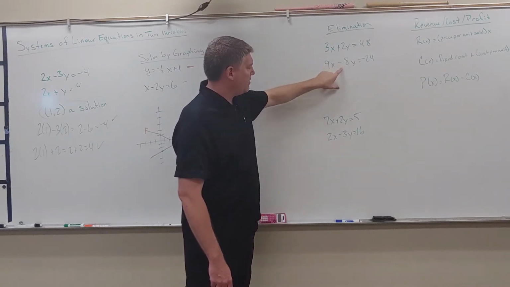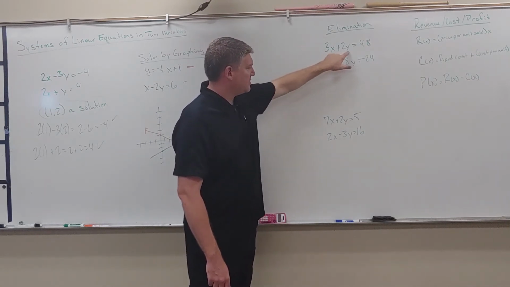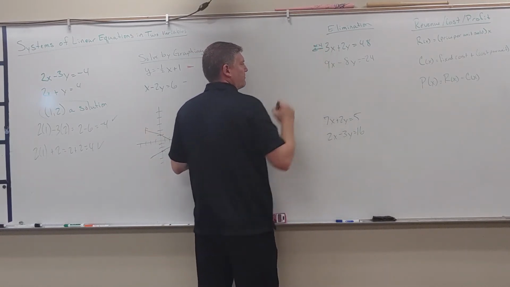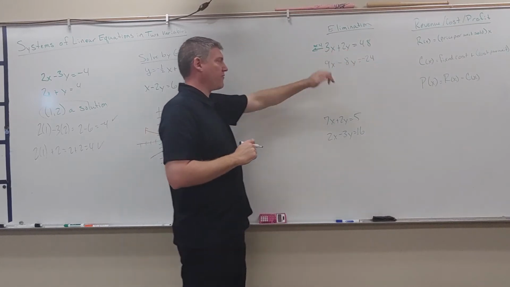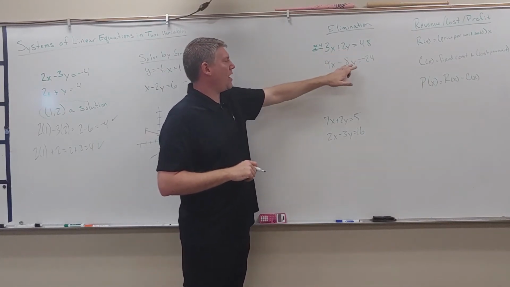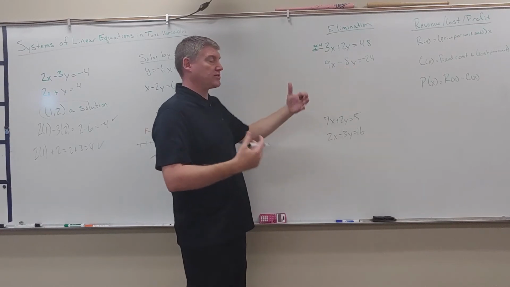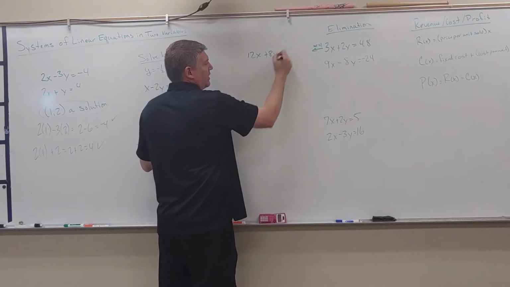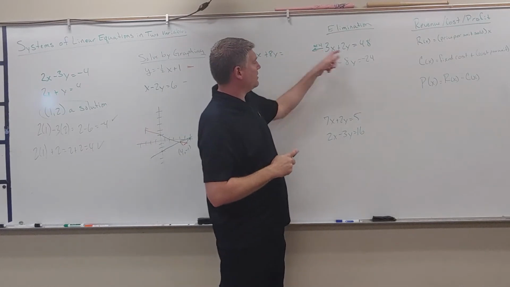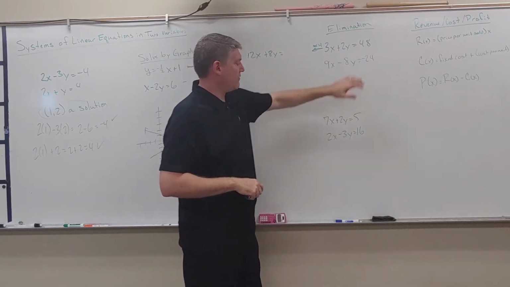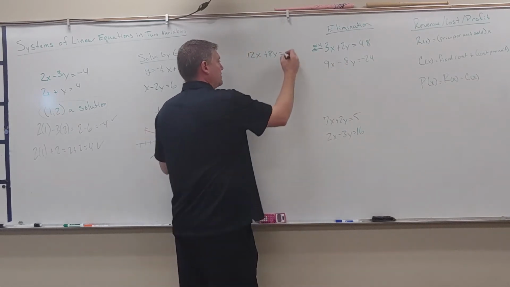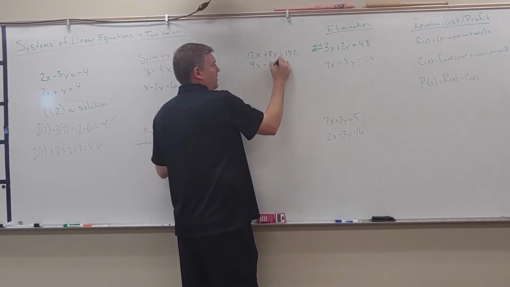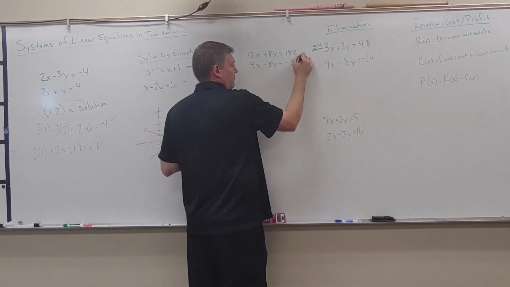So I have negative 8y here, so I want to get this to be 8y. So what I'm going to do is multiply the top equation by 4, so that way this becomes 8y. So when I add negative 8y to it, it goes away. So that gives me 12x plus 8y equals, and remember this 4 is multiplying the 48 also. So that gives me 192. So now I have 9x minus 8y equals negative 24.